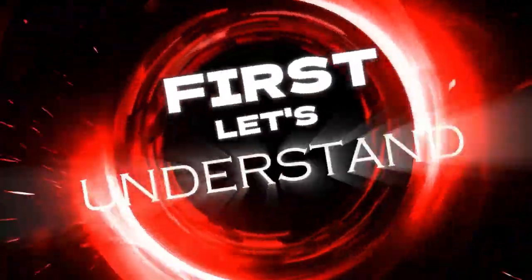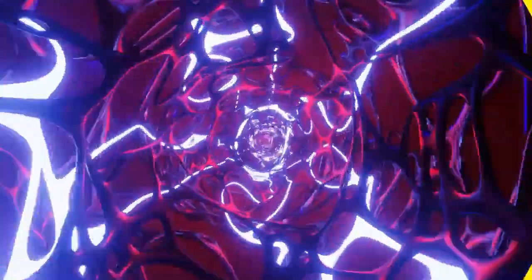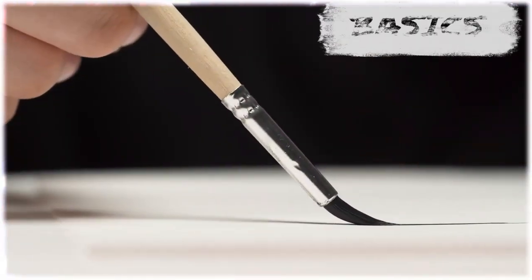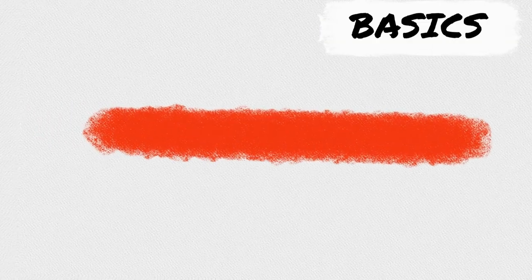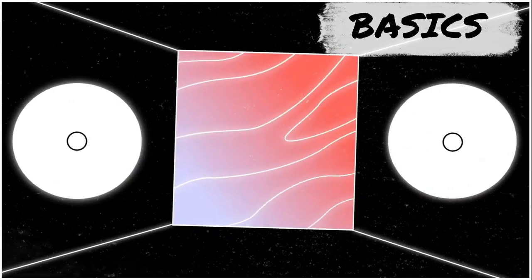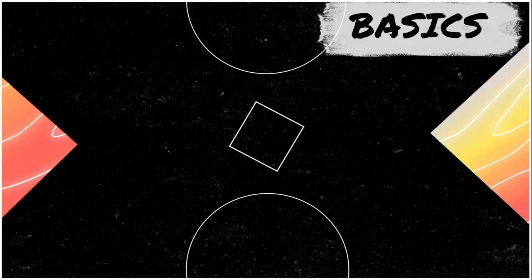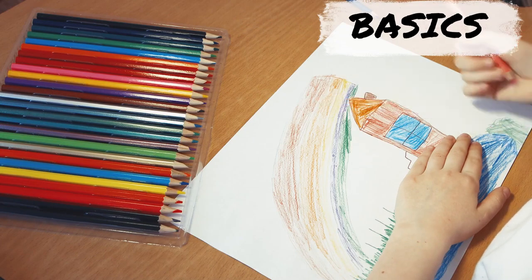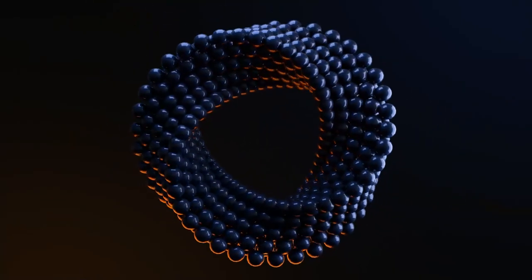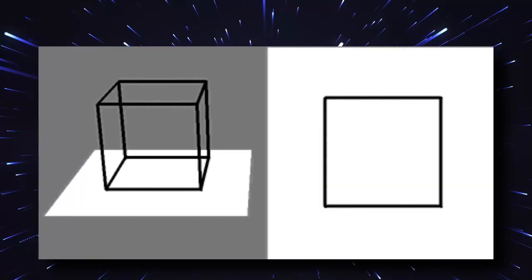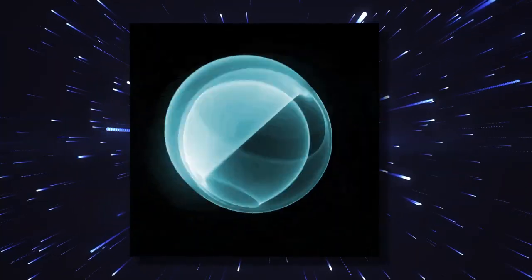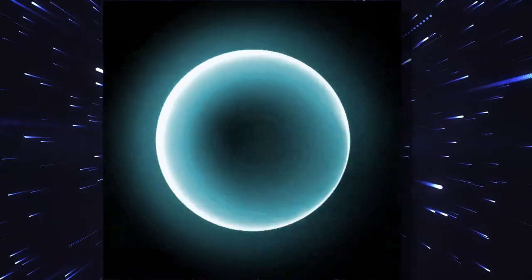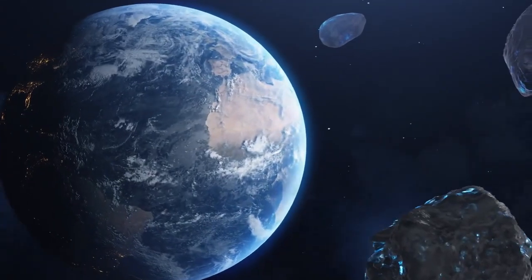First, let's understand the dimensions we already know. First dimension, this is the simplest. It is just a line, one direction, no width, no depth. Second dimension, add width and you get flat shapes like squares and circles. A drawing on a paper is 2D. Third dimension, now give those shapes depth. A square becomes a cube, a circle becomes a sphere. This is our world, the world that we live in.